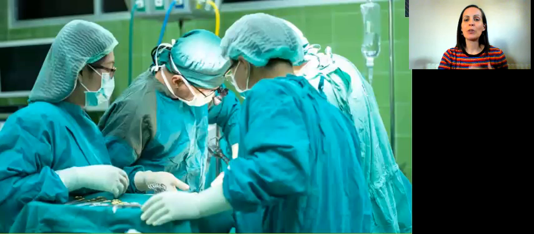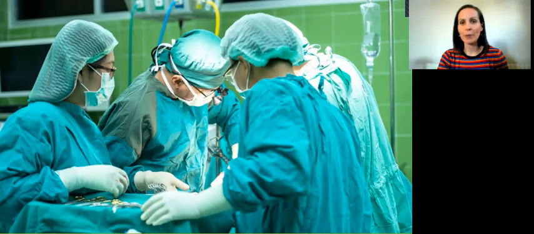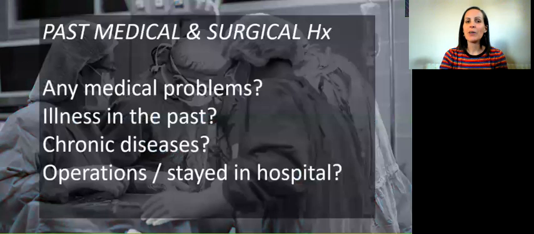So for example, you want to say, "Do you have any medical problems? Have you had any operations? Have you attended hospital clinics before with the same problem or with other problems?" And then you can move on to some more closed questions about, specifically, when were you in hospital? What were you told? What happened? What operation did you have? So the past medical and surgical history includes both diseases in the past and operations in the past.